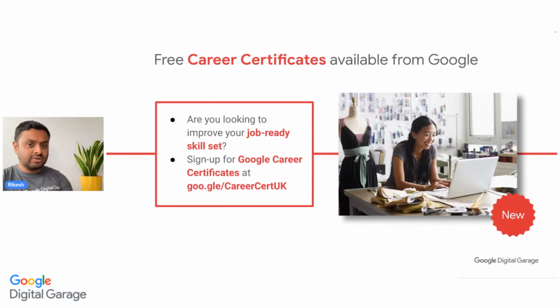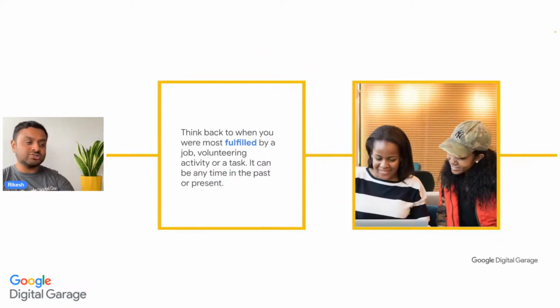So, kicking off this webinar session, I want to throw a question to you here. I want you to think back to a time when you felt most fulfilled by a job, a volunteering activity, or a task that you did. As you can see on screen, it can be any time in the past, anything you've worked on, or it could be something that you're doing right now. Whilst you're thinking of that, first of all jot that down, but also, if you're comfortable to do so, feel free to share this in the live chat.